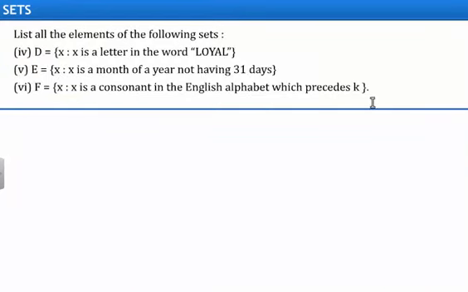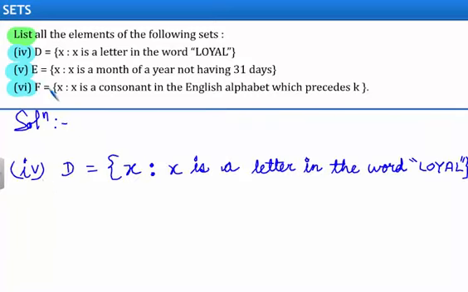In this question, 3 sets D, E and F are given to you. You have to list all the elements of the given sets. Let's begin the solution of this question. In the fourth part of the question, a set D is given which is equal to x such that x is a letter in the word loyal.